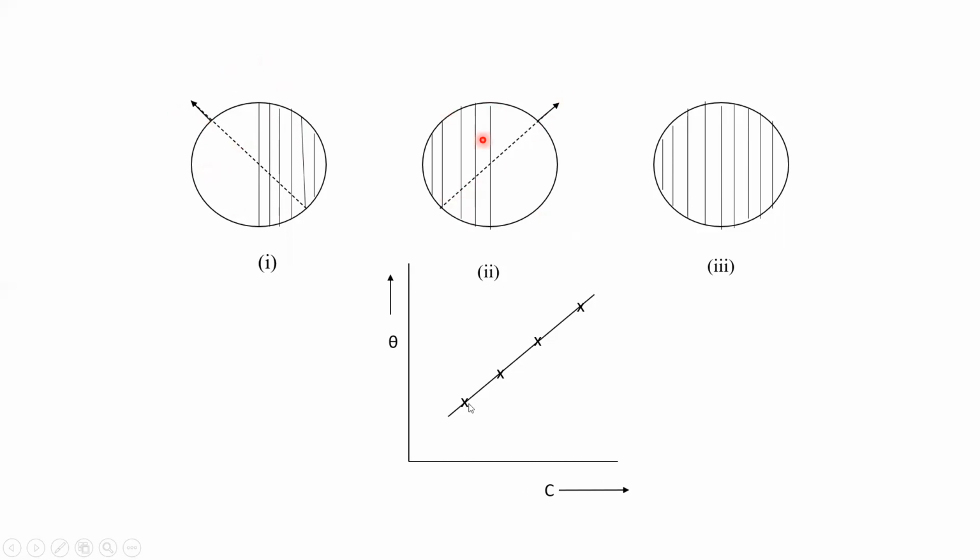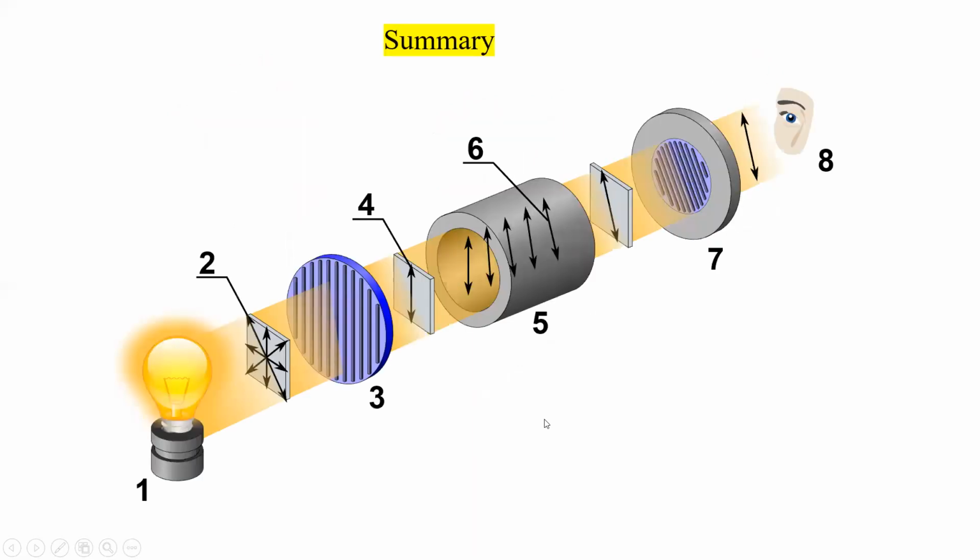Depending on the concentration, the angle changes. If you take this and take the slope, you get theta by c. From this theta by c we find out the alpha value. So these are the conclusions of today's talk. If you have any clarifications, please ask.